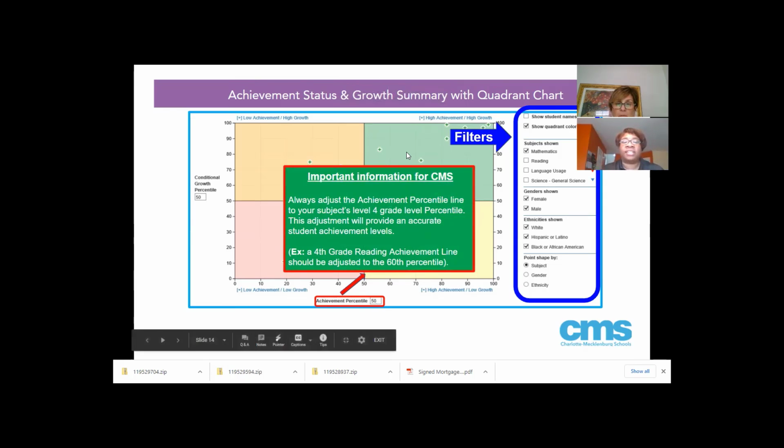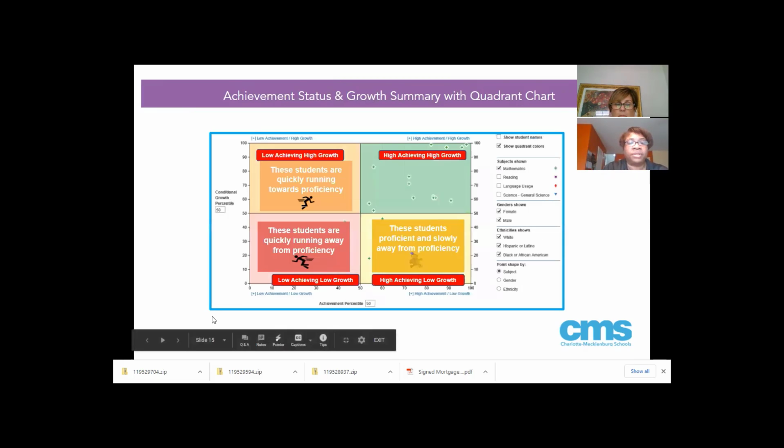Because now when I see my students populate in the quadrant, I know that it's the truth about where they're truly falling in the right quadrant. So we always adjust the achievement line to this first number in the percentile range, level 4, to get a true picture of who is falling in what quadrants. So let's talk about what the quadrants mean. You see there are 4 quadrants here.